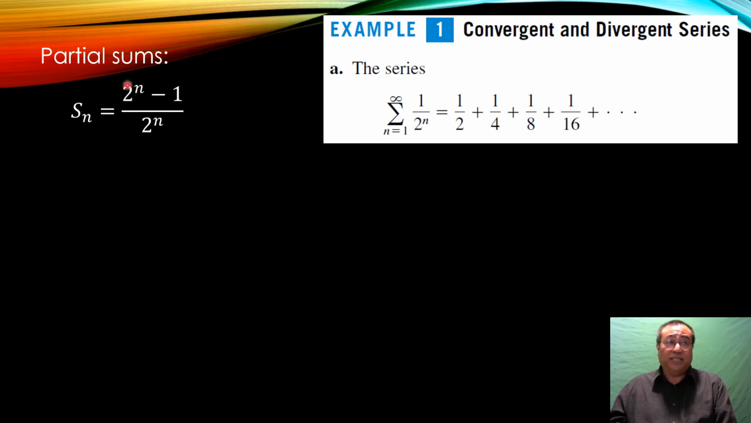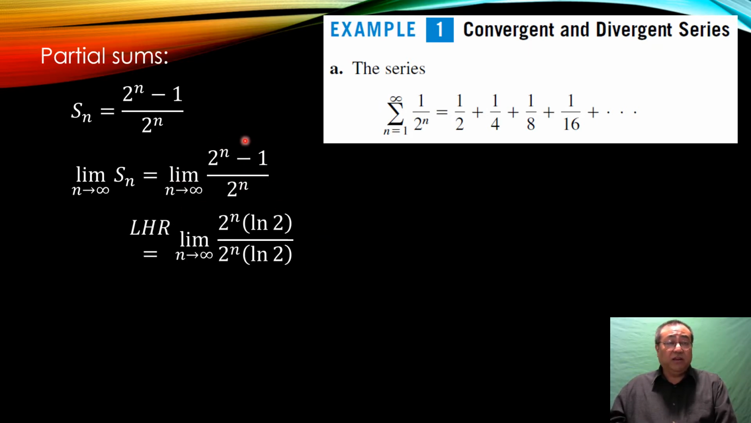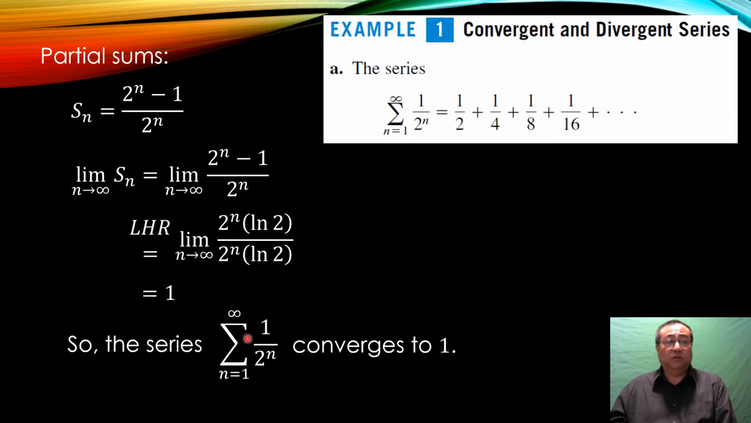That means we could take that limit. S of n equals this formula, so we take the limit as n goes to infinity of S of n equals this limit. Here you have infinity over infinity, so we use L'Hopital's rule. And what is this? This is basically 1. So the limit is 1, and this series converges to 1.